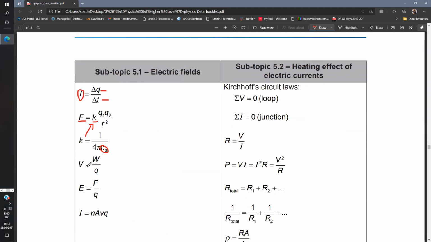Here it's in terms of the potential difference actually, or the voltage is equal to the work over unit charge, and energy is equal to force over unit charge, and I is equal to this. I'm just going to explain this later on.